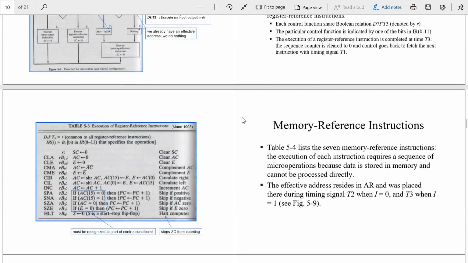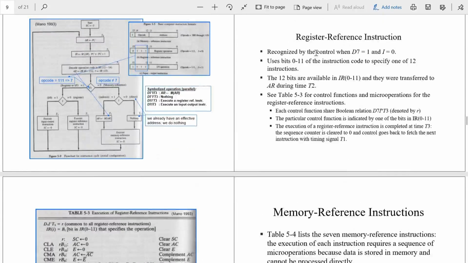Register reference instruction is recognized by the control when D7 equals 1 and I equals 0. That means register reference. Concentrate on this one. D7 equals 1 and the I field equals 0. It uses bits 0 to 11 for the instruction, specifying the 12-bit instruction. These 12 bits are available in instruction register bits 0 to 11, and they were transferred to IR during time T2.